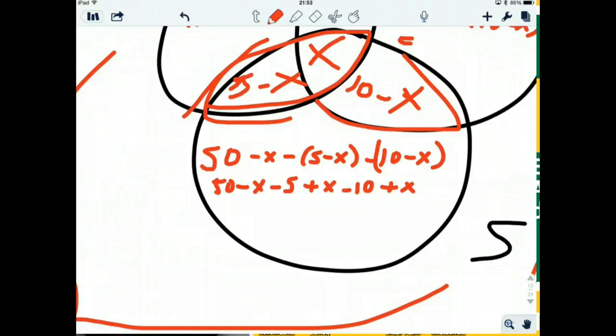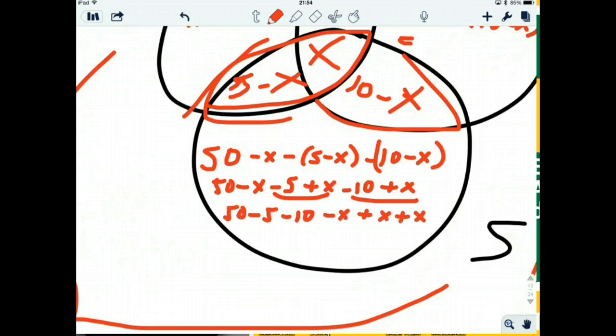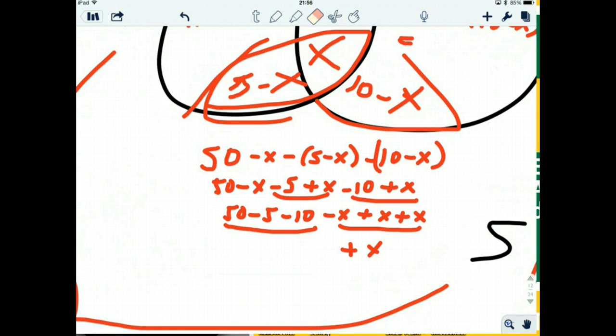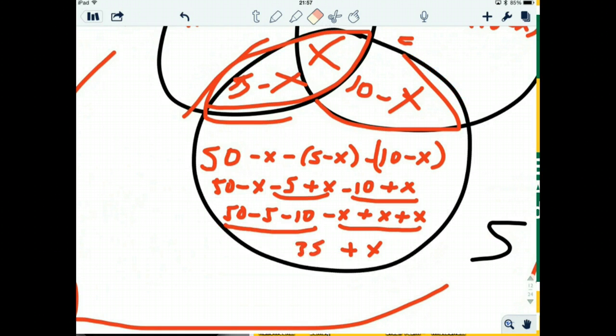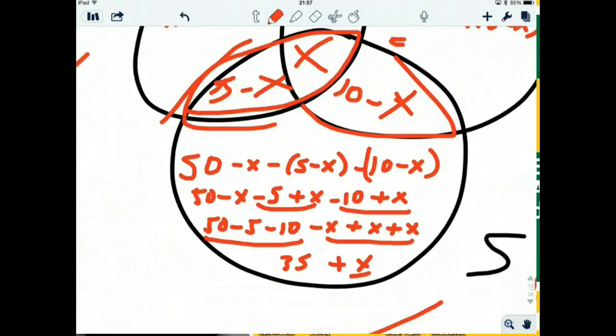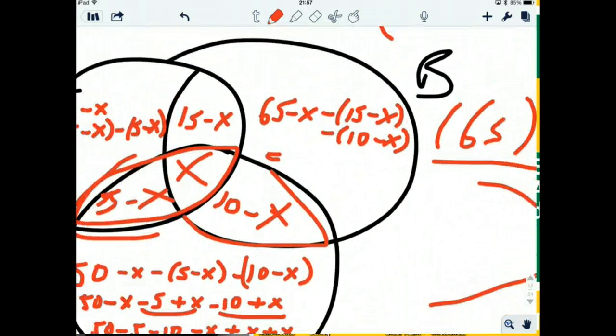So first we distribute all the negative signs, so this happens and this happens, and then we just add up everything. So here I just put all the constant terms together, and I put all the x terms together. So when I combine 50 minus 5 minus 10, I get 35. And when I combine negative x plus 2x, I get 1x. Okay, and so let's move on to the others, and let's simplify these.